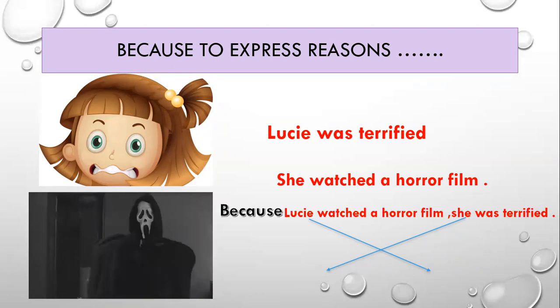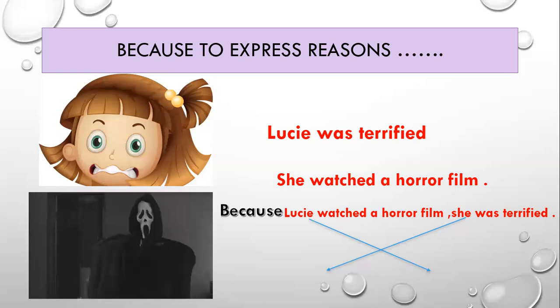She was terrified. So here we have the reason clause. في عنا جملة السبب اللي هي because Lucy watched a horror film. جملة النتيجة she was terrified. This is the result clause. So here we have two clauses. The first one is the reason or the dependent clause. هلا المصطلح الجديد بدك تتعلمه اللي هو dependent clause. وما معنى dependent clause؟ هو الشق can't stand alone.